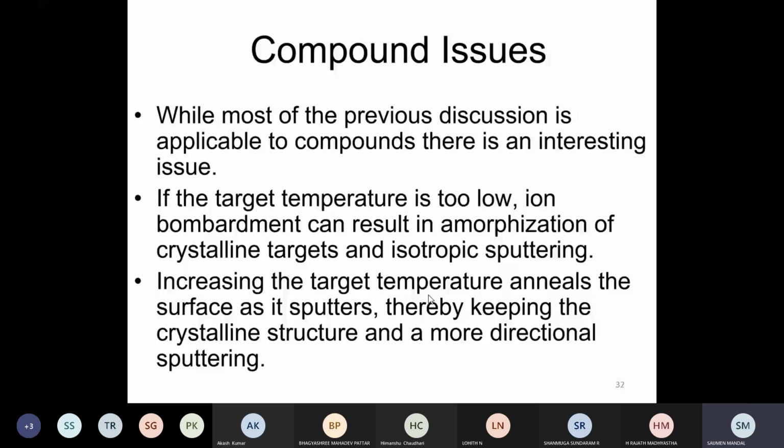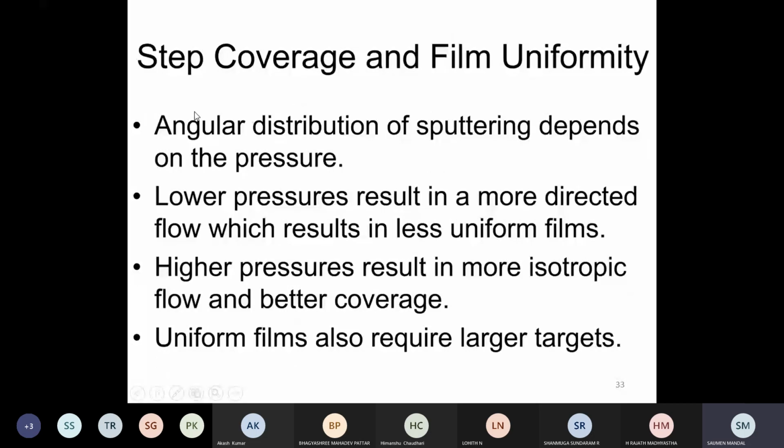Step coverage and film uniformity: I already talked about the angular distribution of the sputtering depending on the pressure. Lower pressure results in more directed flow, which results in a less uniform film, and higher pressure results in more isotropic flow and better coverage. So pressure has an impact on the cos to the power n or cos theta dependency, and you have to optimize the pressure to get a more uniform film. A uniform film also requires a larger target.